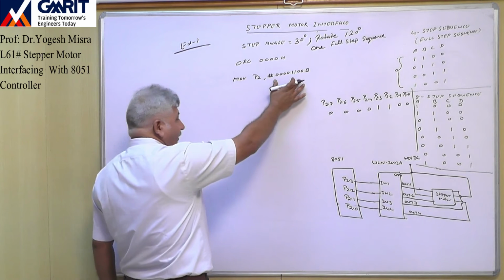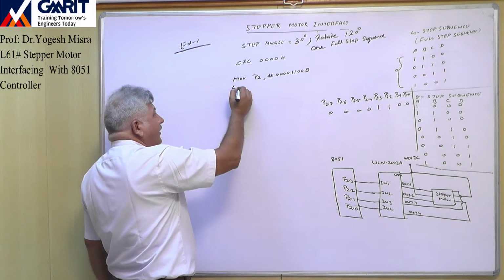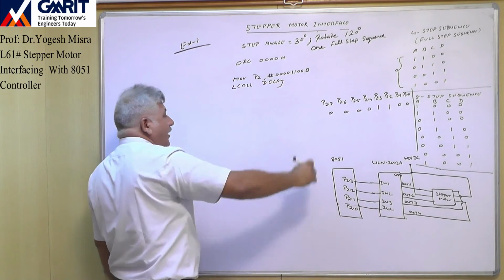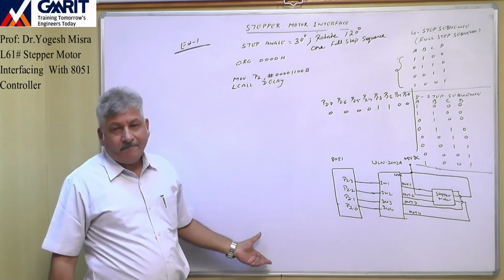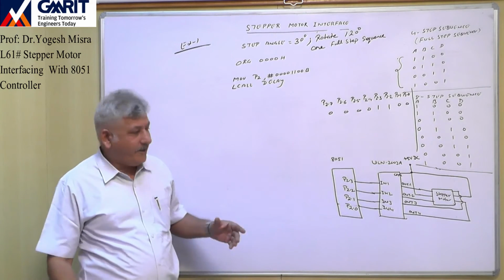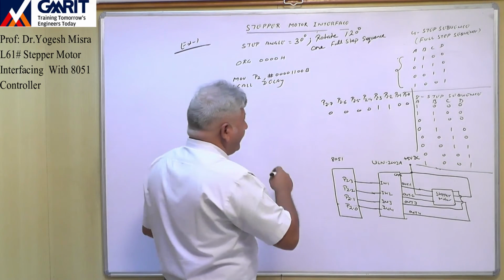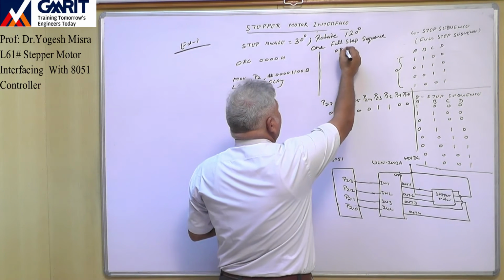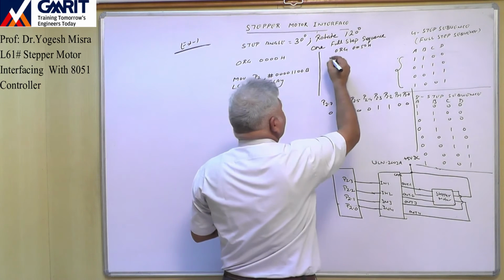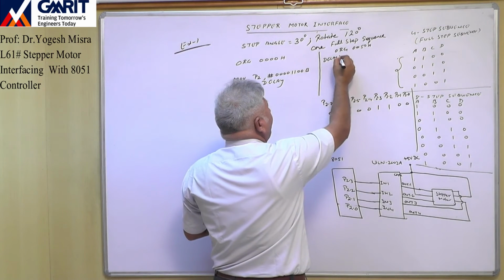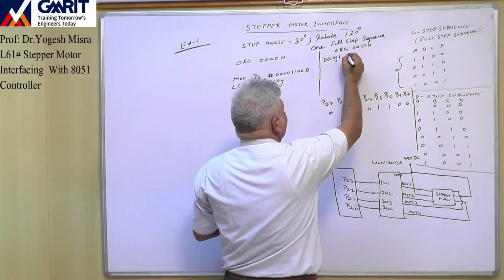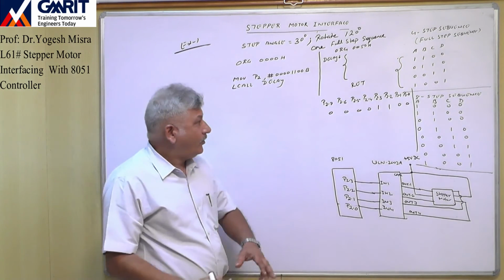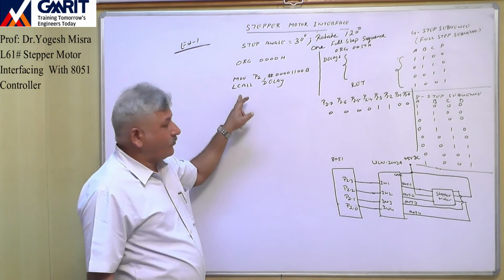So after sending this value, I will write the instruction LCALL delay. I will send the program to a subroutine where I have written the instructions to generate delay. So somewhere else, suppose from org 0050H, I will write delay. Here we have written some instructions to generate delay, and in the last there is a return instruction. With the return instruction, the program will come back to the main program.